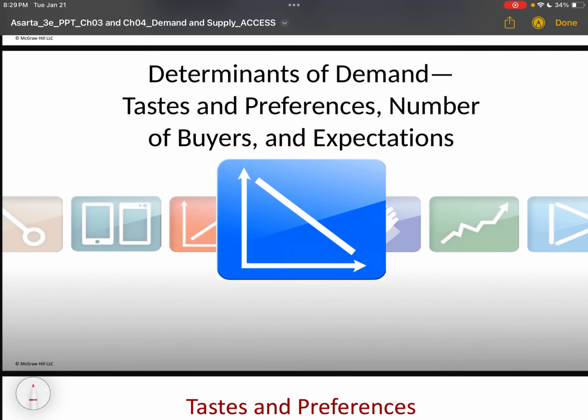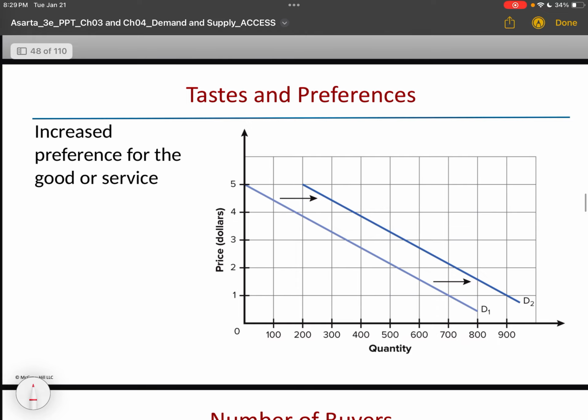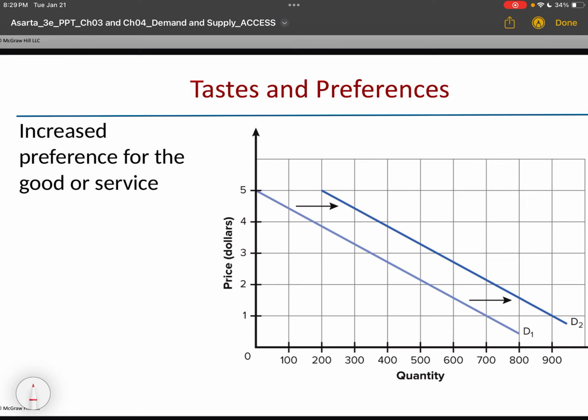Here is another determinant. I have 3 more here. Other determinants of demand: tastes and preferences. If you prefer a certain type of good more, then your demand for that good at every price should shift to the right.